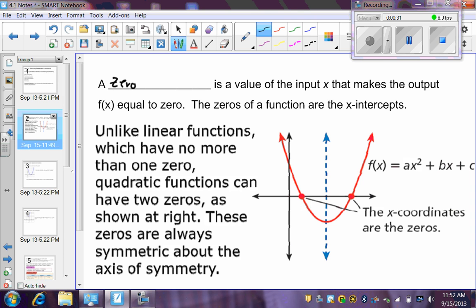A zero of a function is a value of the input, which is your x, that makes the output, f of x, equal to 0. The zeros of a function are also known as the x-intercepts. Unlike linear functions, which have no more than one zero, quadratic equations can have two zeros, such as shown right here. You have one right here on the left, and you have another right here on the right. And if you notice, these zeros are symmetric about the axis of symmetry.